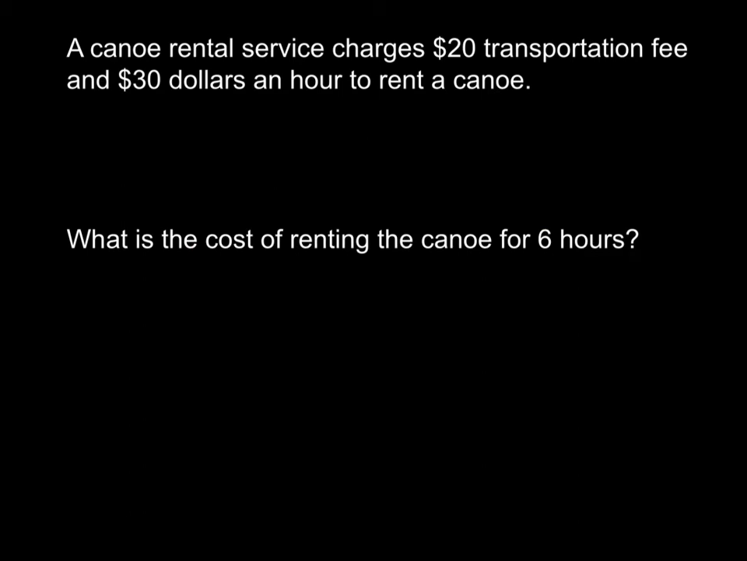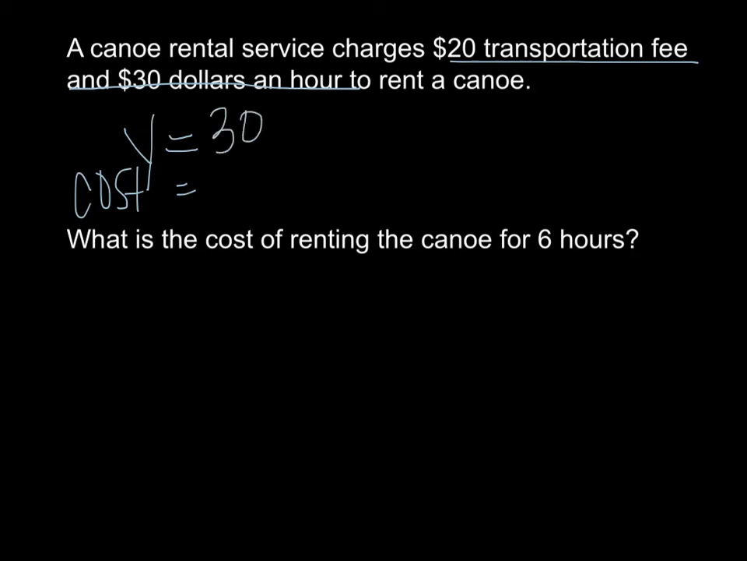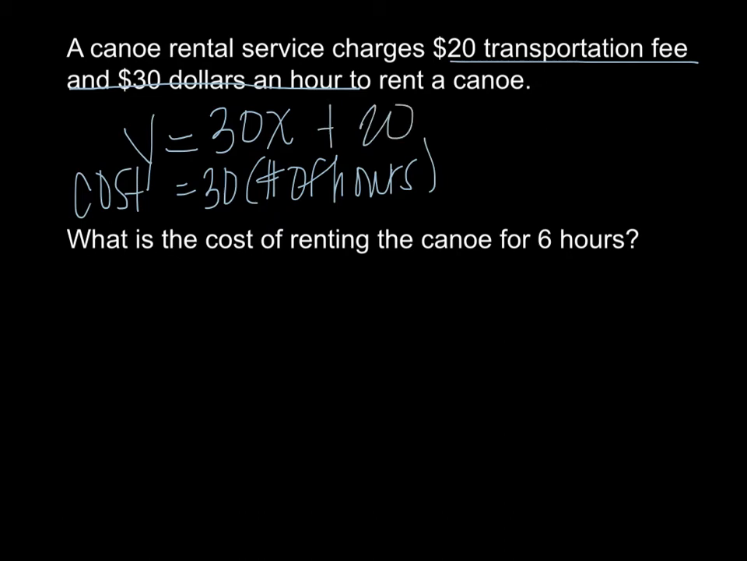Let's try another one. This one says a canoe rental service charges a $20 transportation fee and $30 an hour to rent a canoe. Let's start by creating our equation. Again, we start with y equals, which is your total cost. Then we have the $20 transportation fee and $30 per hour. So we say 30 times x, where x represents the number of hours, plus 20. That's the equation we are going to use.